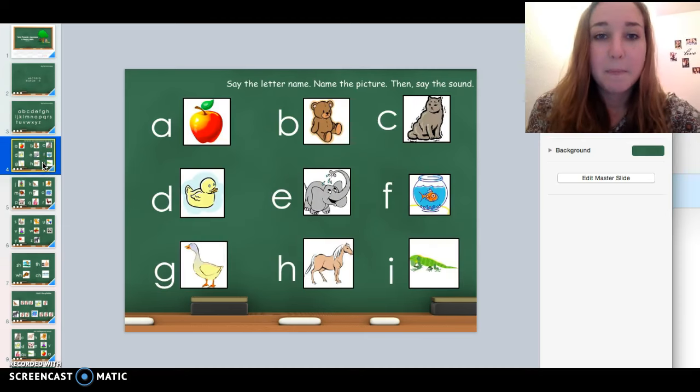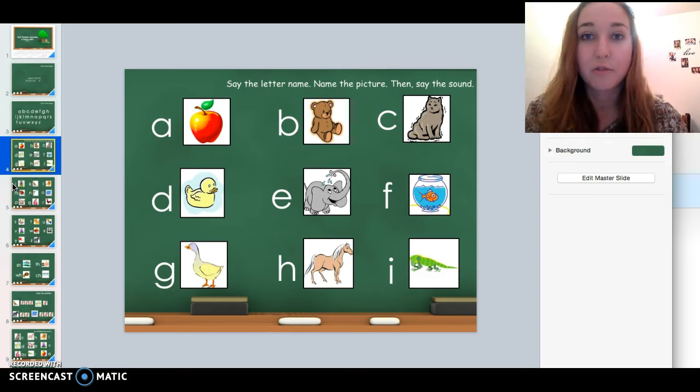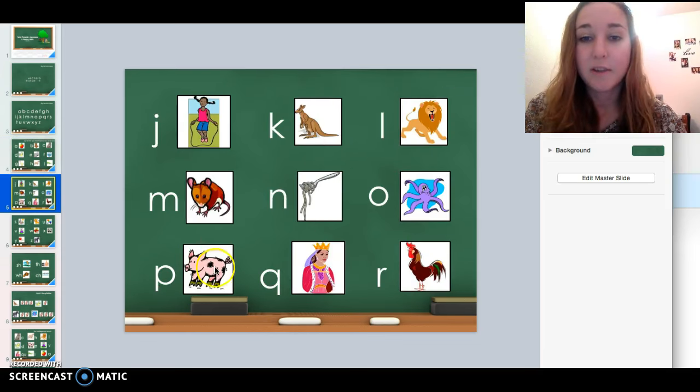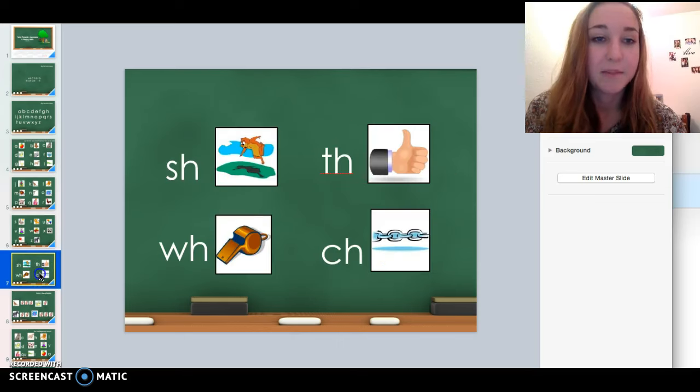This next slide is to say the letter, name the picture, then say the sound. For example, the first one is the letter A, that's an apple, and then A. They can go through all of those. You can do it as a class or a group, or if a student's struggling and needs more practice, you could do it individually. Here's the rest of those letters. I thought those were so neat because they also need to discuss what the pictures are and the sounds that they make.